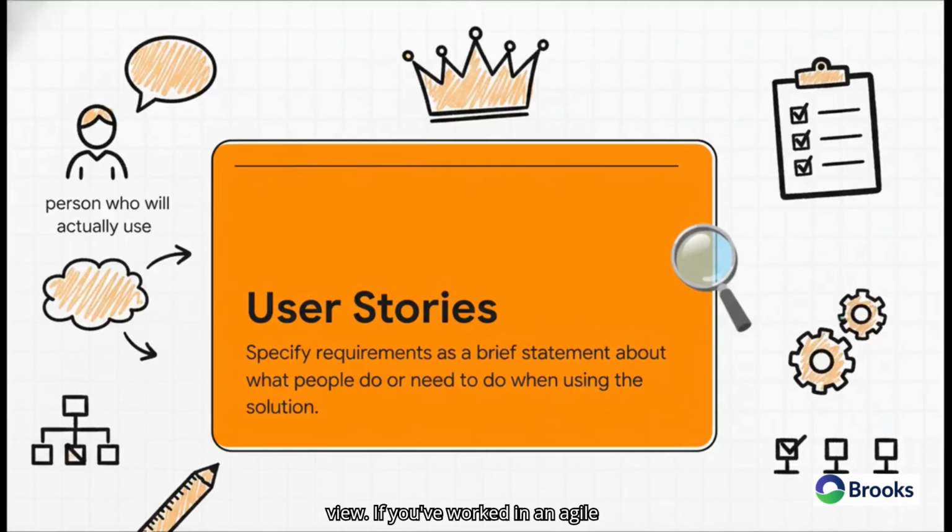If you've worked in an agile environment, you know this one. The user story is absolutely king. And the beauty of it is that it's not some huge, boring technical document. Nope, it's just a simple, short sentence that describes a feature from the perspective of the person who's actually going to use it. The whole point is to keep the focus on the person and the value they're getting.